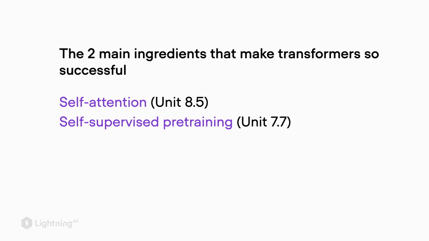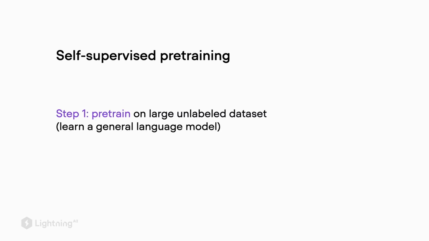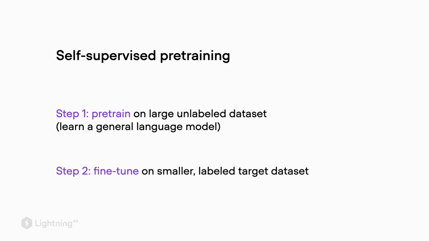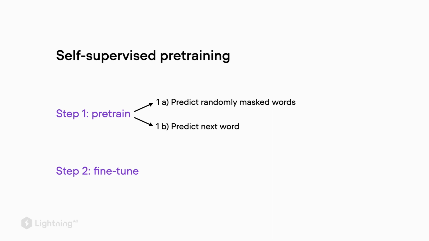So as you may recall, self-supervised pre-training is essentially a two-step approach. Step 1 is pre-training on a large unlabeled dataset. In this case, it's to learn a general language model. And then the second step is to fine-tune on a smaller labeled target dataset. Now for pre-training, we have two different approaches. One is to predict randomly masked words, and the other approach is to predict the next word. And different transformer architectures take different approaches, as we will see later.